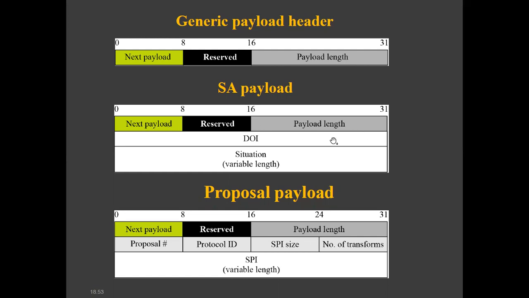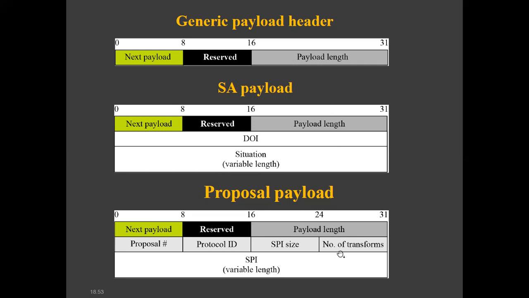Then this DOI is the domain of interpretation field. This is a 32-bit field, and for phase 1, the value of 0 for this field defines the generic security association, and the value 1 defines IPsec. And then the last one is the situation, which is of variable length, that defines the situation under which the negotiation takes place. Then, as I told you, this SA payload is followed by one or more proposal payloads.